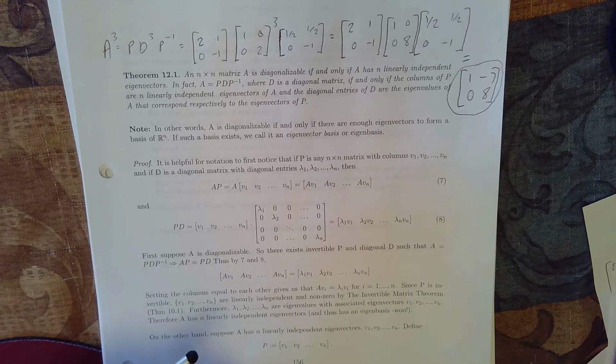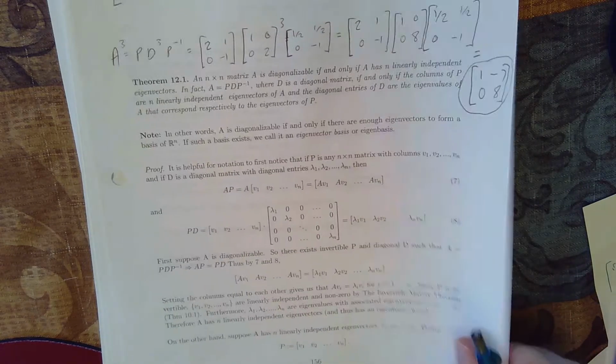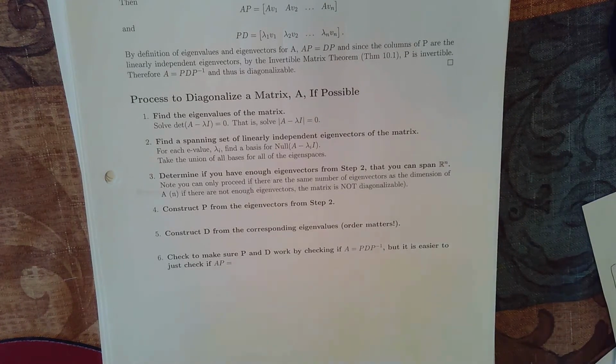So that's a very long way of saying that A is diagonalizable if and only if there are enough eigenvectors to form a basis of R^n. If such a basis exists, we're going to call it an eigenvector basis or an eigenbasis. There's a very long proof here on this page and the next page that we're going to skip for now for time's sake.